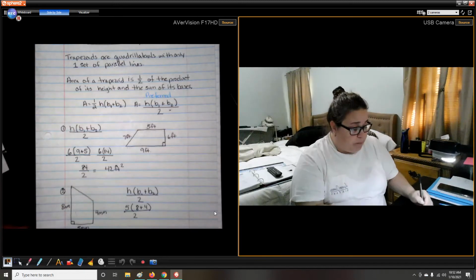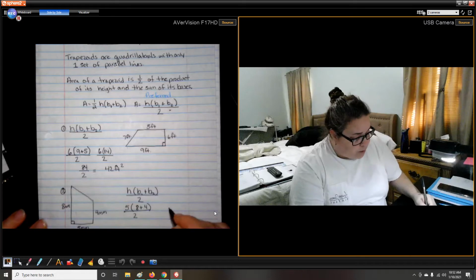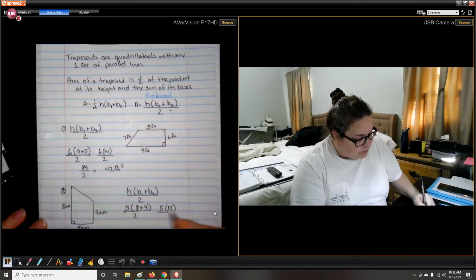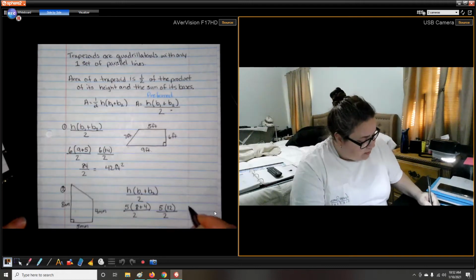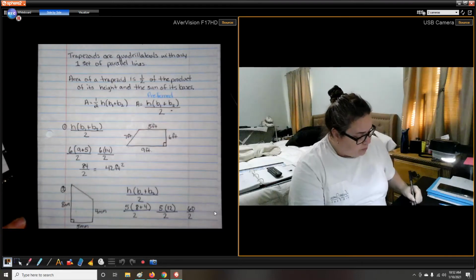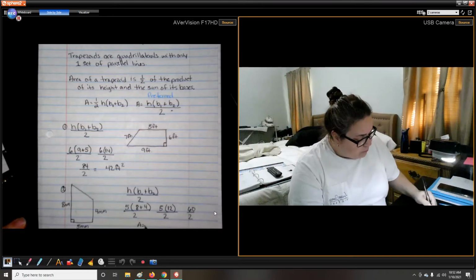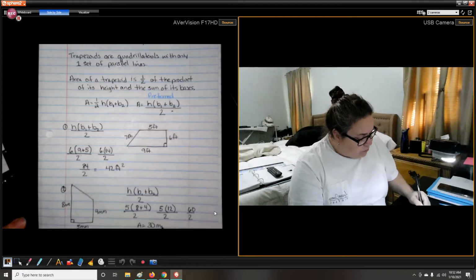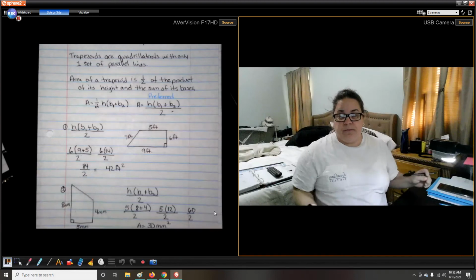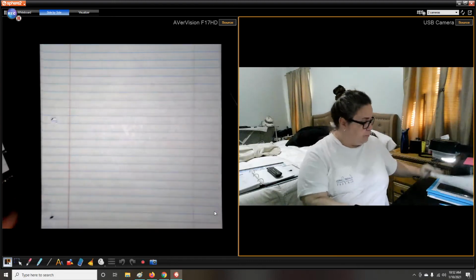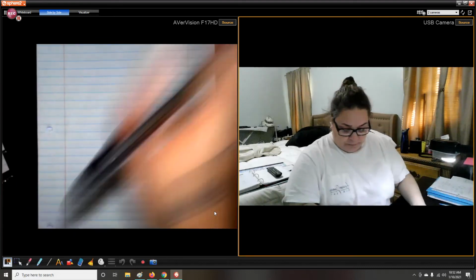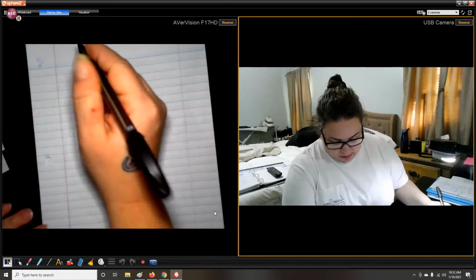Okay, so 8 plus 4 is 12 times 5 divided by 2. 5 times 12 is 60 divided by 2. So that means area equals 30 millimeters squared. All right, we're going to do 2 more. Actually, I'm sorry, 1 more.